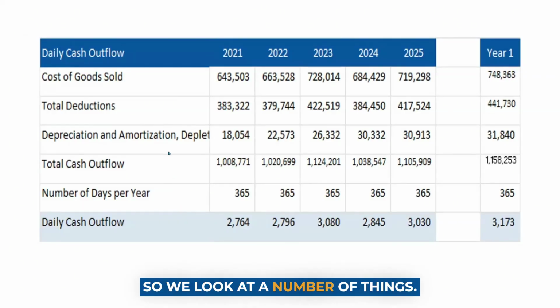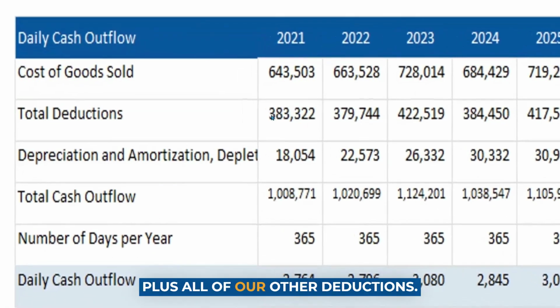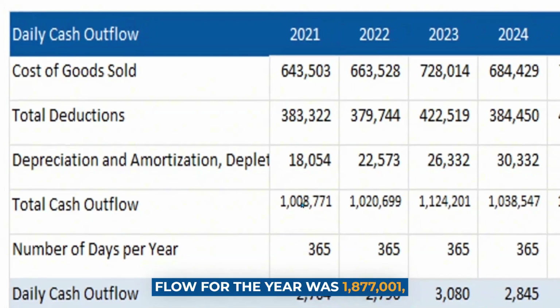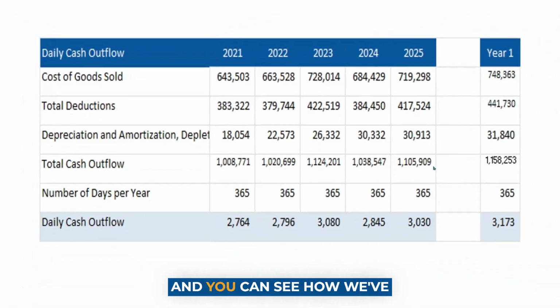So we look at a number of things. We look at our cost of goods sold plus all of our other deductions. Remember, depreciation reduces our taxable income, but it's not a cash outflow. So we're going to subtract this 18,000 from these two numbers. So this was about 1,026,000 minus 18,000 means that our annual cash flow for the year was 1,008,771. And you can see how we've calculated it for all years.